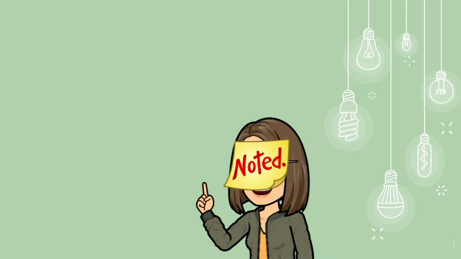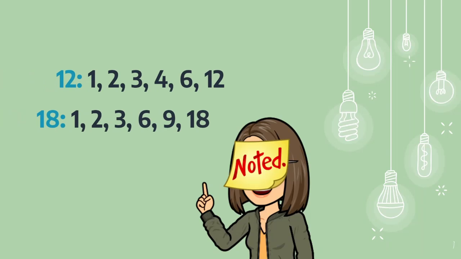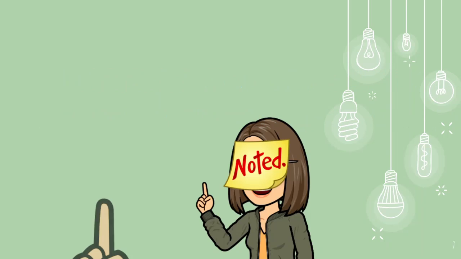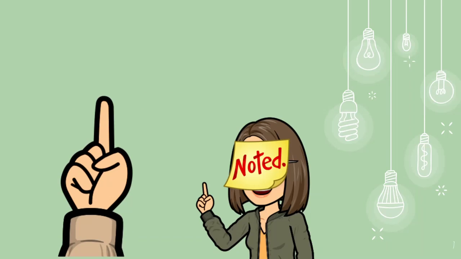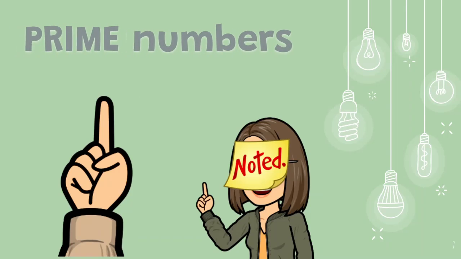One thing to take note of with factors. Some numbers have many factors like we just saw with 12 and 18. But some numbers only have one factor pair. 1 and itself. These are called prime numbers.